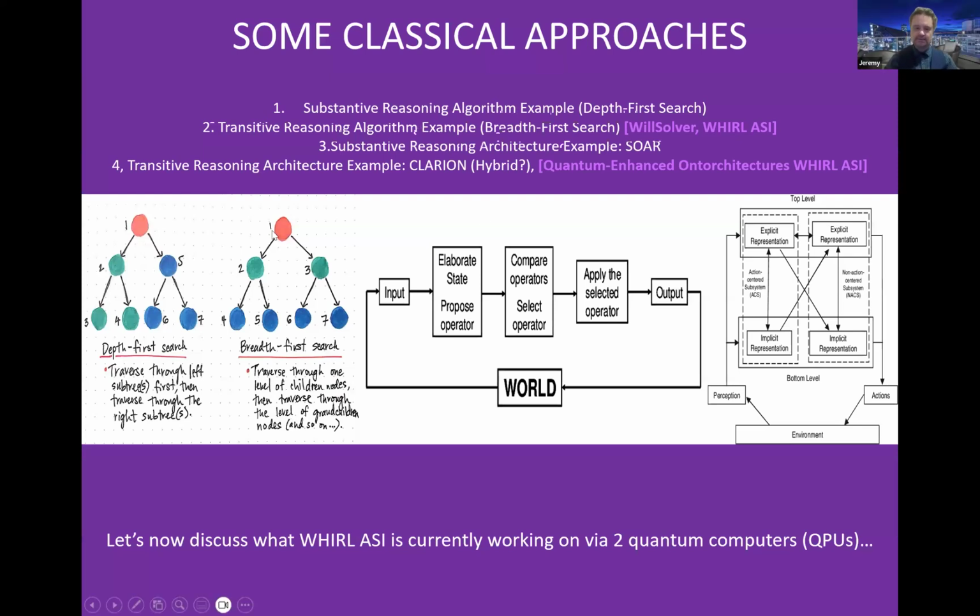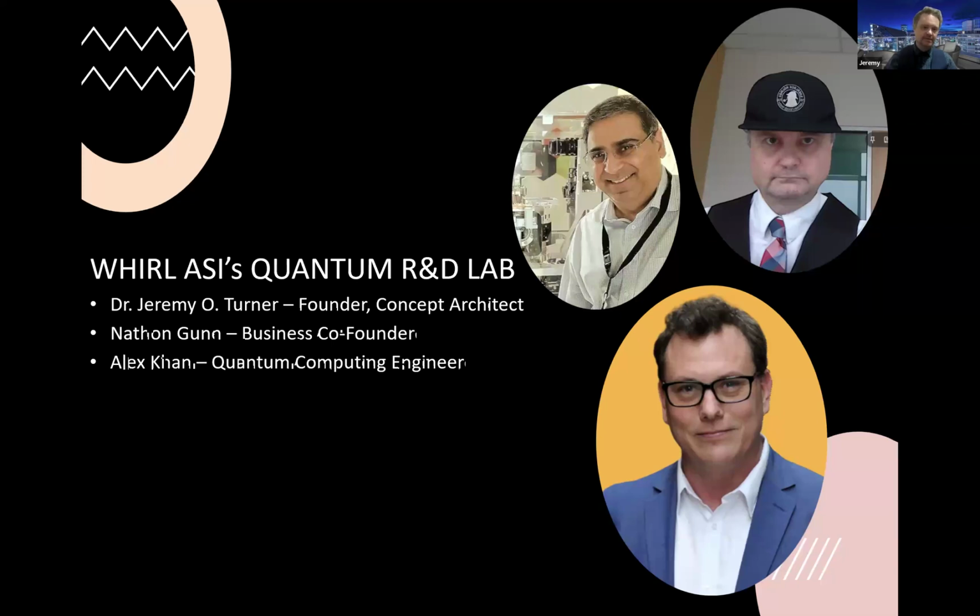Anyway, here's our lab, the startup. We have a quantum computing guy, Alex Kahn. He wrote the book on Amazon Braket, and he has access to 2 QPUs, quantum processing units, that we can use. They're paid for, so that's going to be a lot of fun. And there's the business guy, my startup.